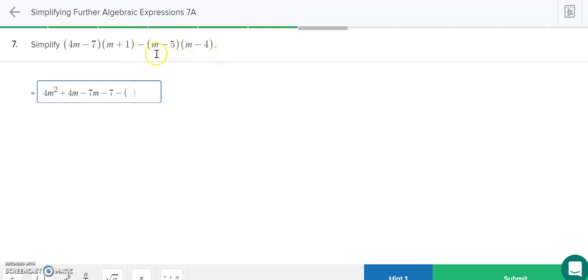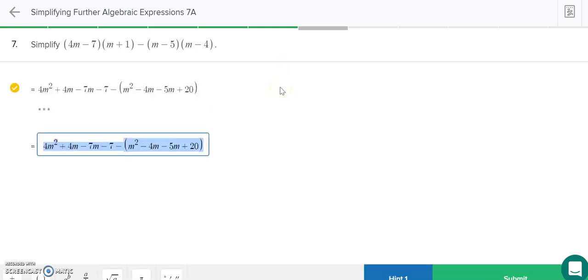So I'm now going to expand my binomial brackets on the right here, and I'm going to get m squared. Then I'm going to do my outer terms, which is minus 4m. Then my two inner terms here, which is negative 5m, because remember, I'm just multiplying these. And then negative 5 multiplied by negative 4 is actually positive 20. And all of this is inside a bracket.